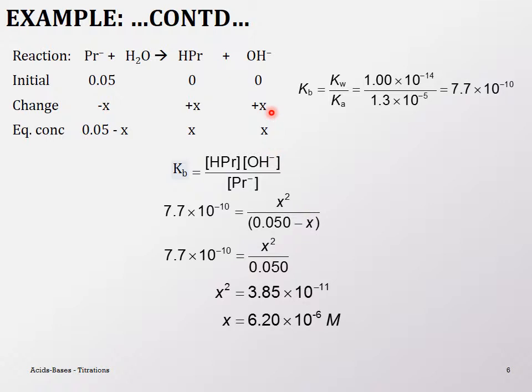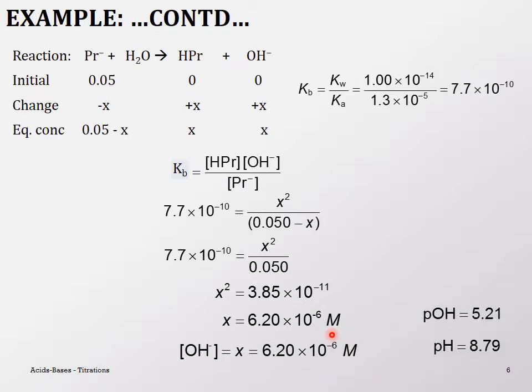X is the hydroxide ion concentration, so that's what we just found out. That is part of our result. The next part is to calculate the pH. You'll go ahead and calculate the pOH, which is 5.21, taking the negative log of the concentration here. Once you know the pOH, which is 5.21, you'll calculate the pH, which is then 8.79.